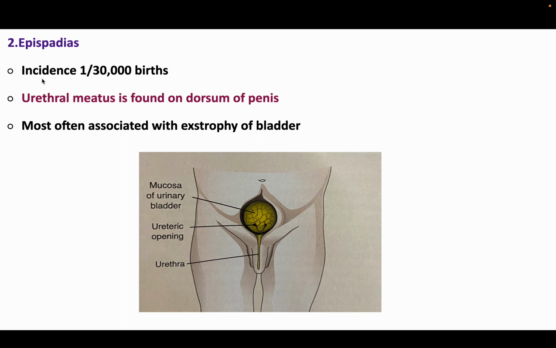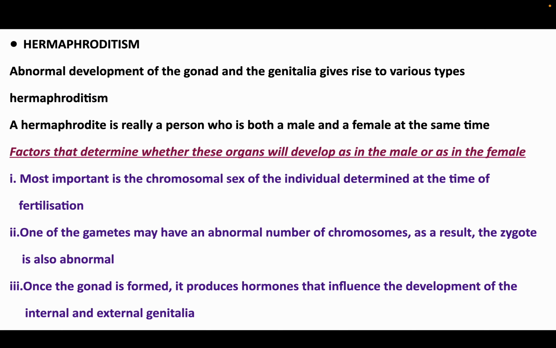Now, epispadias, incidence is 1 in 30,000 births. The urethral meatus is found on the dorsum of the penis. You can see here on the dorsum of the penis it is visible. Most often it is associated with exstrophy of the bladder. So the mucosa of the urinary bladder is visible, and an anterior abdominal wall defect is there. So it is related with that. But basically, the urethral meatus is found on the dorsum of the penis.